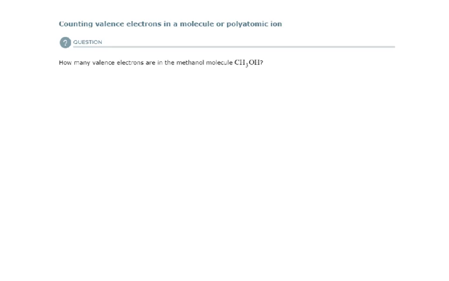Okay, so in order to begin to draw Lewis structures, the first thing we need to know how to do is to count valence electrons in a molecule or a polyatomic ion. That's the first step. And so here we have methanol. We have a molecule of methanol, and here's the chemical formula of methanol, CH3OH. The question is, how many valence electrons are in the methanol molecule?